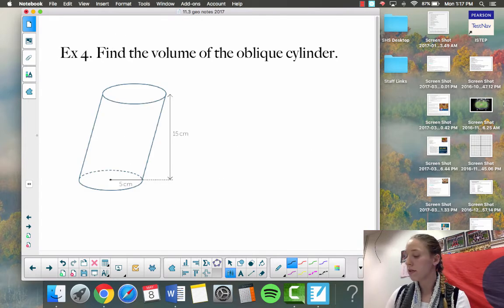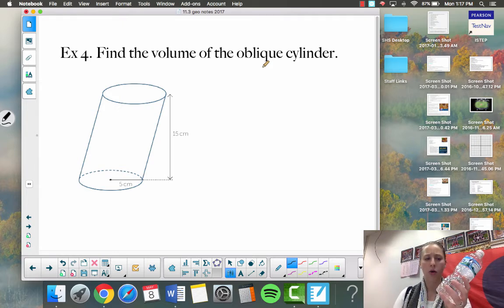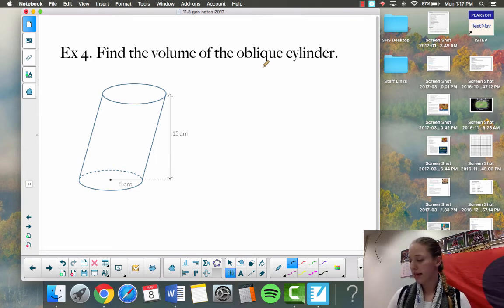Same thing with this one, even though this is considered an oblique cylinder because it's tilted, the concept is still the same. It doesn't matter if it's tilted or not with volume. It wouldn't matter if I was able to like bend this around. As long as I didn't change the amount of material, I could still fit the same amount of water.